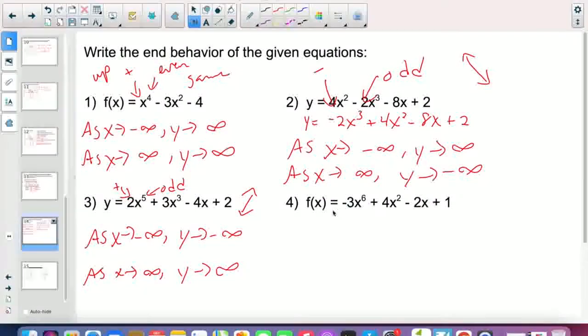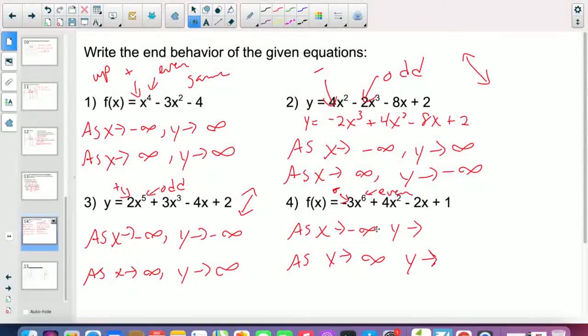For this one, it is written in descending order. It looks like my degree is even. Looks like my leading coefficient is negative. So I'm going to start it out the same way. As x approaches negative infinity, y approaches. And as x approaches infinity, y approaches. So as x moves left, now looking at this one, it's an even degree, 6.